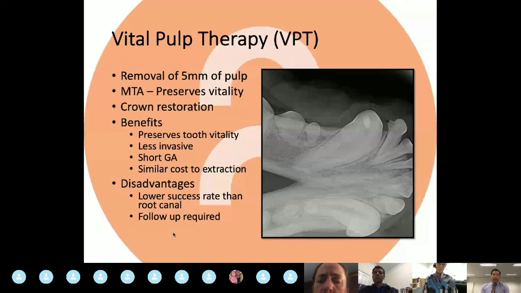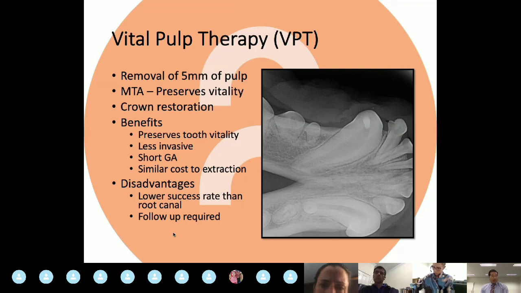So the second endodontic therapy is a vital pulp therapy. And what this involves is removal of 5 millimeters of pulp. The reason for that is because you're trying to remove the contaminated pulp, so you're removing the bacterial contamination. What we typically do is put a thin layer of mineral trioxide aggregate, or MTA, and the purpose of that is to preserve the vitality of the tooth, and then we restore the crown.